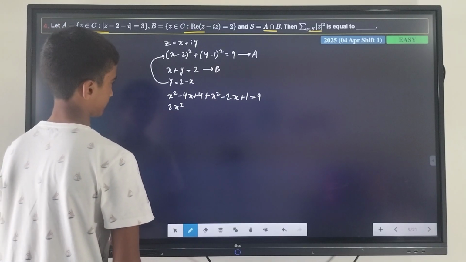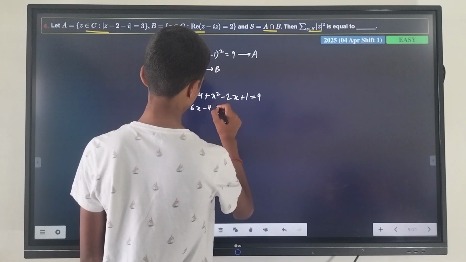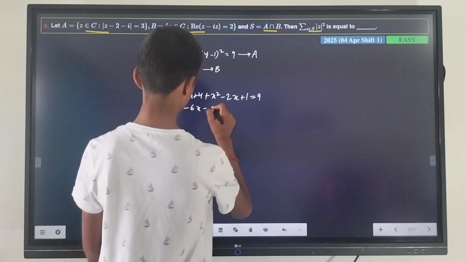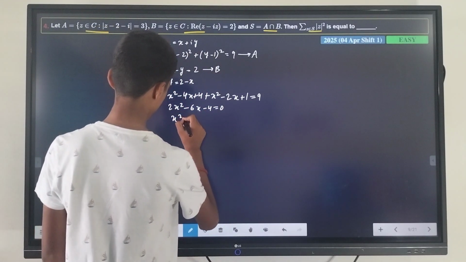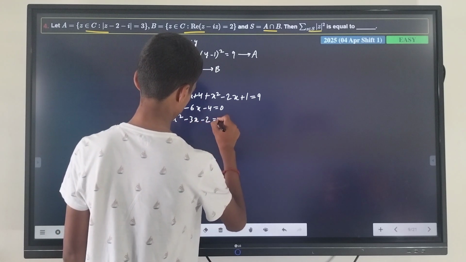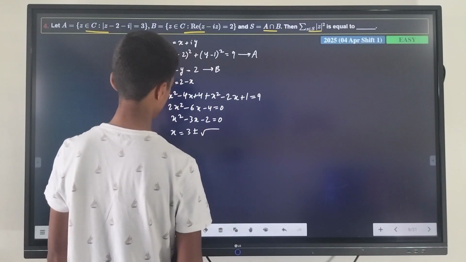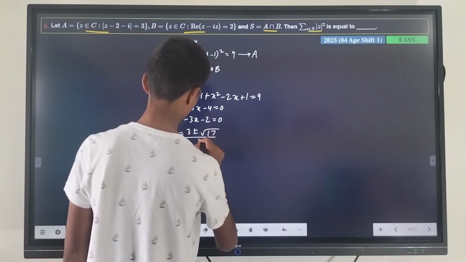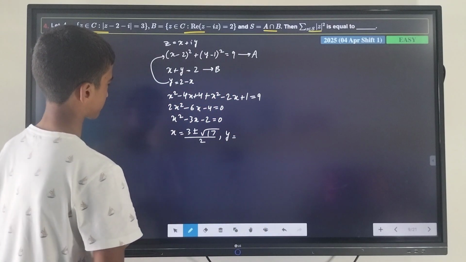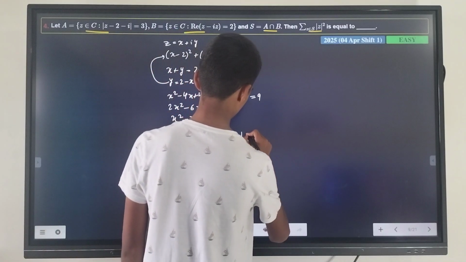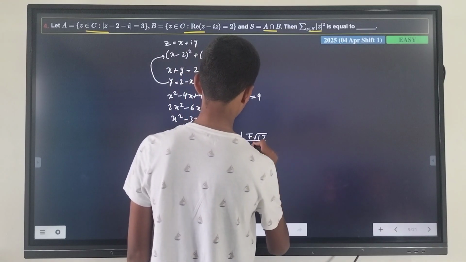So from here this will be 2x square minus 6x minus 4 is equal to 0. From here we will get x square minus 3x minus 2 is equal to 0. X is equal to 3 plus minus under root of 9 plus 8, 17, upon 2. From here our y is equal to 2 minus x, so 4 minus 3, 1 minus plus root 17 upon 2.